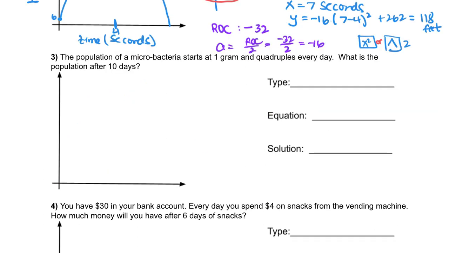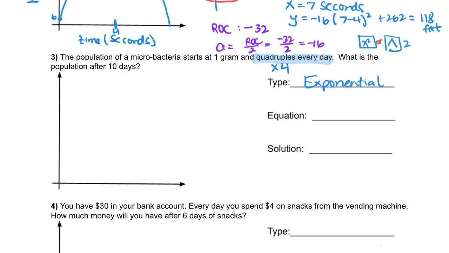I shifted down a little bit to question 3. The population of microbacteria starts at 1 gram and quadruples every day. What is the population after 10 days? When you see this quadrupling or tripling or doubling, that is a factor, that is a multiplier. So I'm going to highlight this. So when we have a factor or a multiplier, we are talking about an exponential function. And we are multiplying by 4 each day.